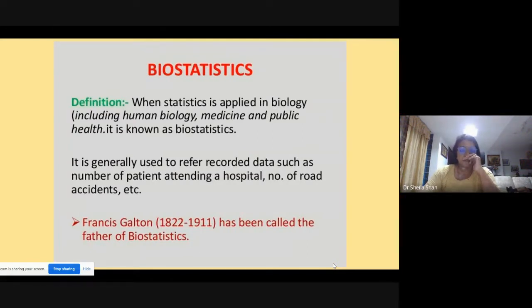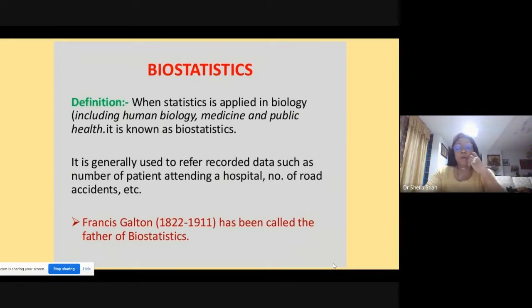So let's look at the definition of biostatistics. Definition: when statistics is applied in biology, including human biology, medicine, and public health. So if we take biology and merge it together with statistics, it becomes biostatistics.